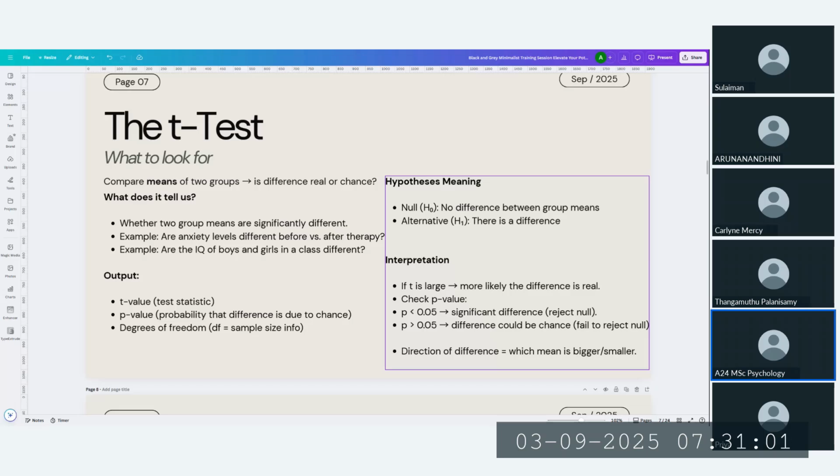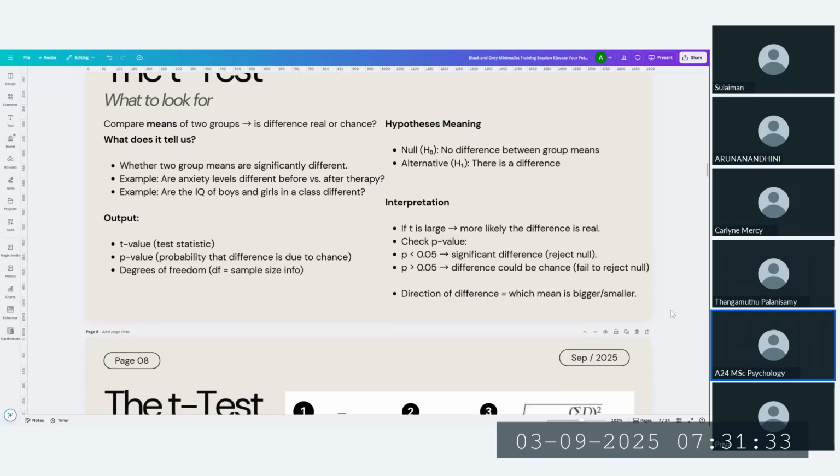But if your p-value is greater than 0.05, it basically says there are too many other factors, maybe the data is not fully clean, there's too much chance, so we will not take a chance. So you fail to reject the null hypothesis. You say there is no difference between the IQ of boys and girls, and you close your study. Right? So the direction of difference is a minor parameter which we will explore in other tests.